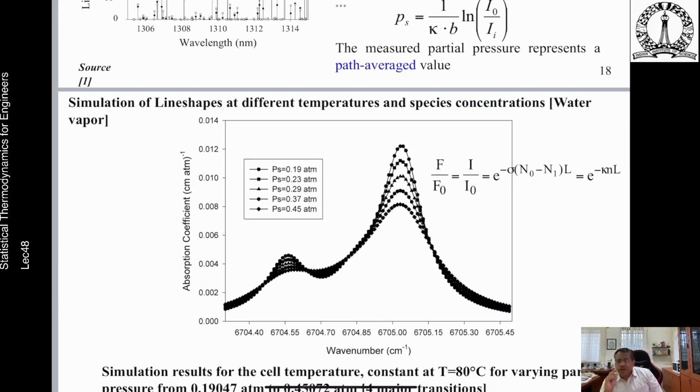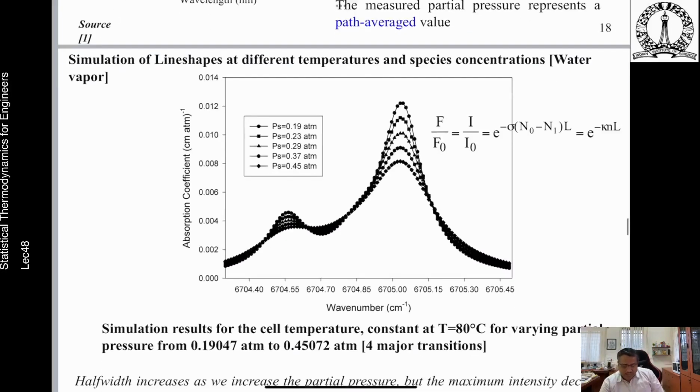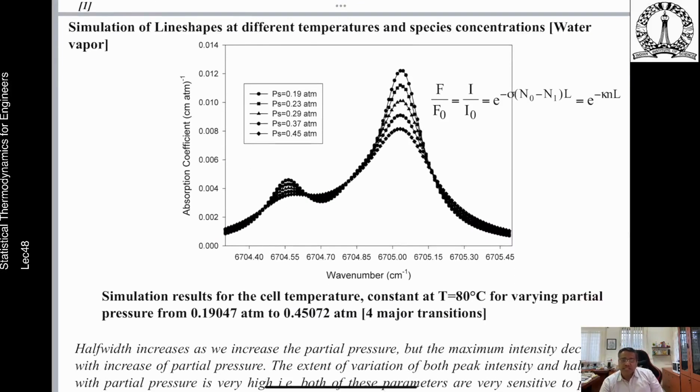So 0.19 atmosphere to 0.45 atmosphere. You see the absorption coefficient versus the wave number. You see that this is the line shape that you get. This is done by simulating it using an actual Voigt profile. So the simulation results for the cell temperature, for say water at 80 degrees Celsius, for different partial pressures. And in this particular wave number space, we have 4 major transitions.